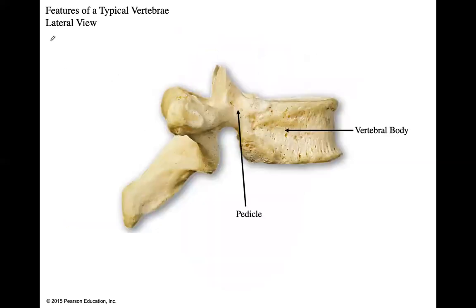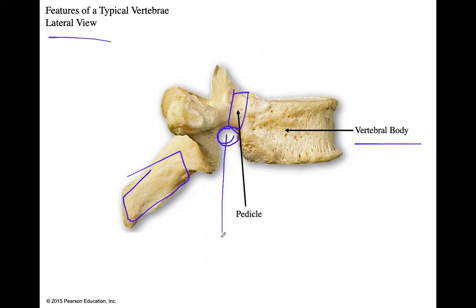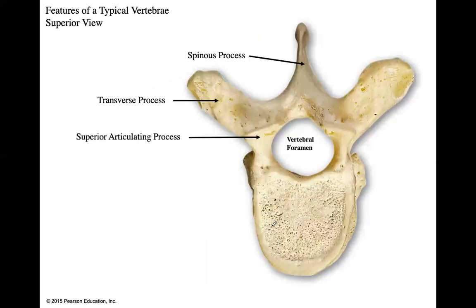Let's look at it from the lateral view. Again, here's the vertebral body. Right here is the pedicle. And then here's the spinous process down here. Through this hole, we're going to have nerves that come out of it. It's called the intervertebral foramen. The intervertebral foramen.